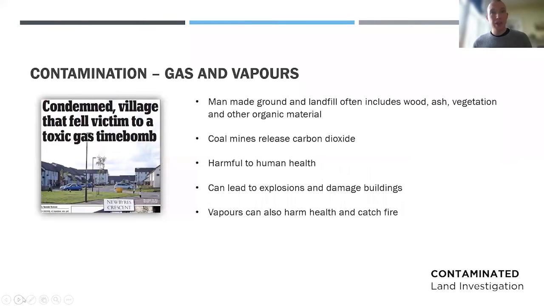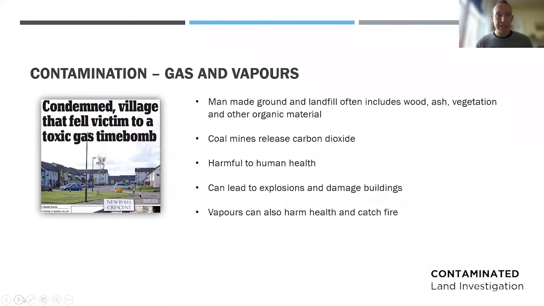Finally, a less obvious type of contamination is ground gas and vapors. A lot of man-made ground and landfills contain organic material that rots, it breaks down, and that can give off carbon dioxide, methane, and a few other gases. Coal mines can also give off carbon dioxide. This can build up inside buildings, and it might make people unwell. In the outdoors, this isn't such a risk because the gas will dissipate. But in a building with closed windows and doors, the air mix can be altered by ground gas.